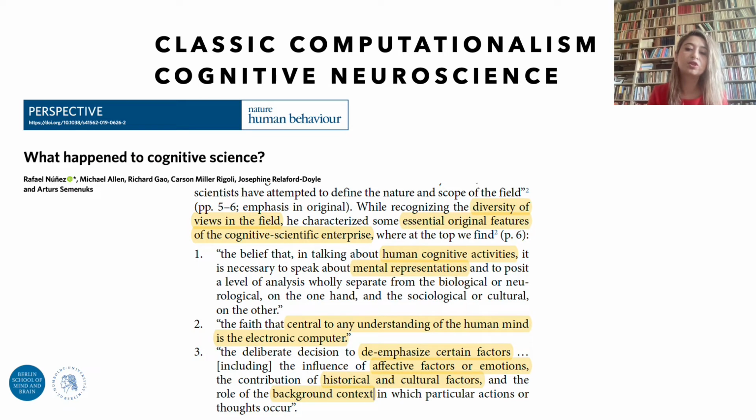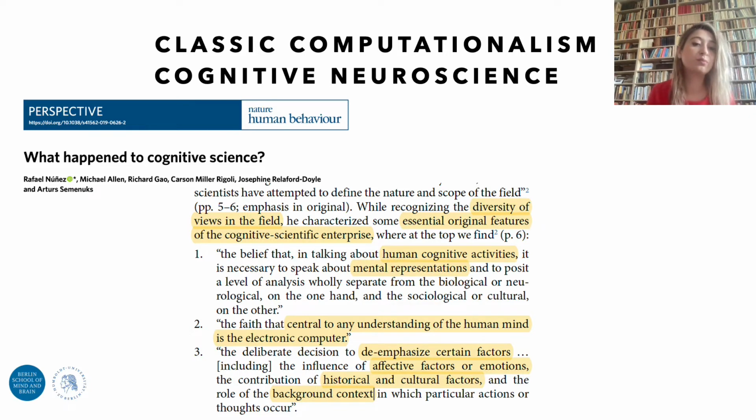Classic computationalism in cognitive neuroscience is the view that, more than an analogy or a metaphor, the brain is literally a computer and cognition is information-based computations outputting representations. So representations are expected to be found somewhere in the brain.